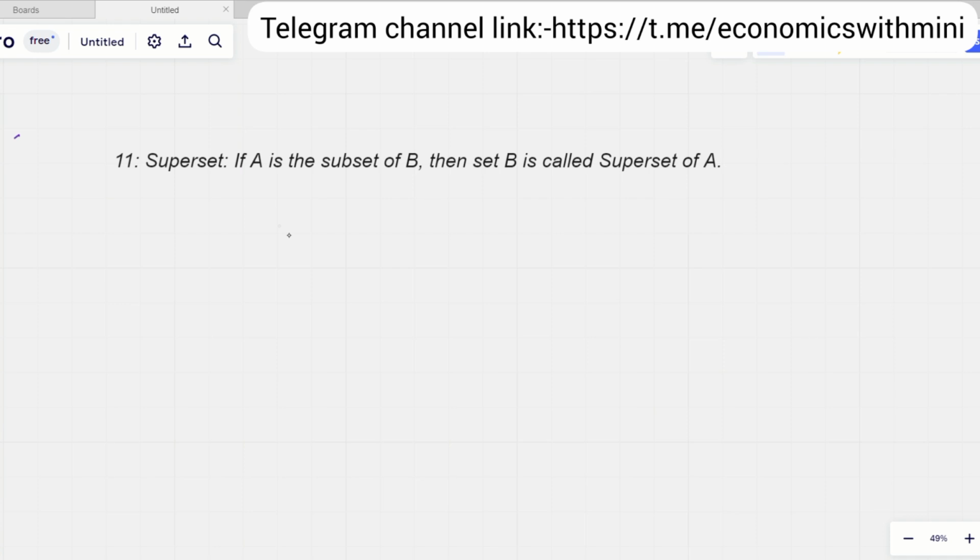Now moving on to the next, superset. If A is a subset of B, then set B is called a superset of A. A equals {5, 7, 9} and B equals {5, 7, 9, 10}. Here set A's elements are also present in set B. Therefore set B is a superset of A. And the notation for superset is just the inverse of subset. Okay? So that is it.